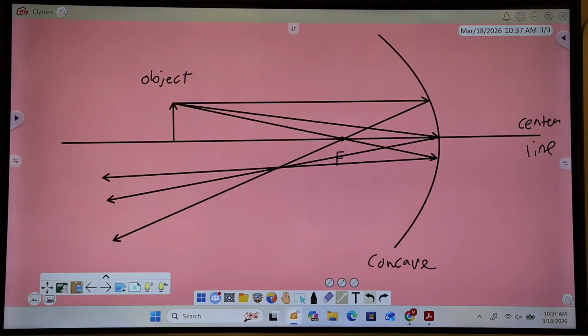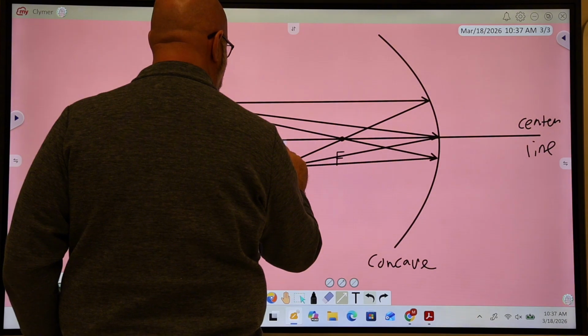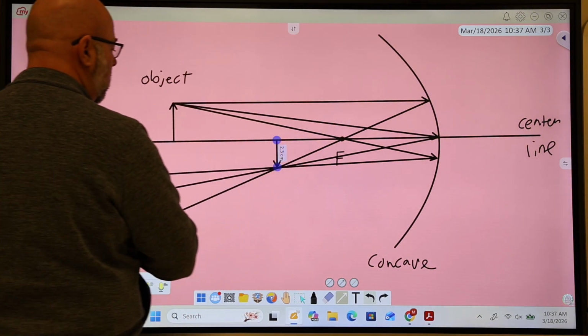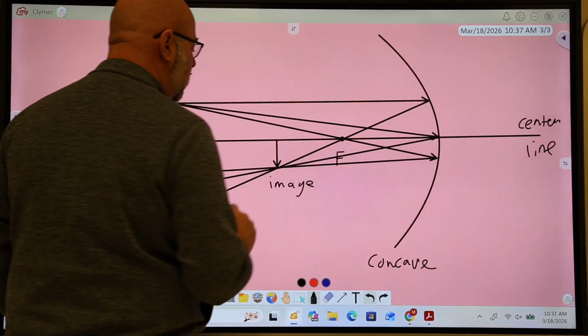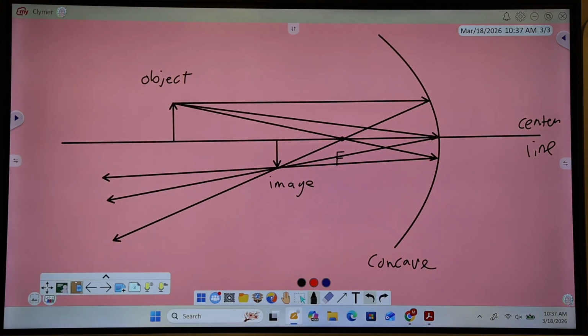And if my art skills are good and accurate, you end up with these reflected rays converging at a point, and this is going to create our image. Again, we did this yesterday. This is when we held the thing out at arm's length. You guys have the mirrors at your desks if you want to try and prove me wrong.